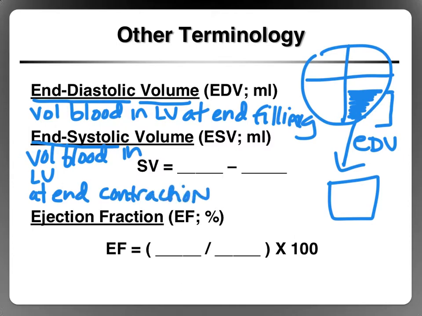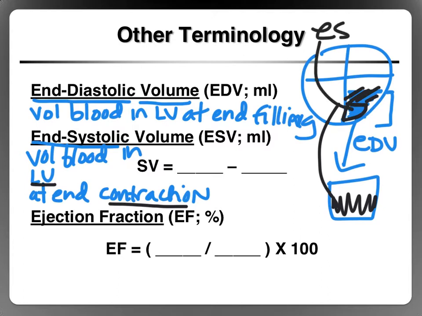So when the left ventricle contracts, a certain volume of blood leaves, and you're going to be left with some blood. When the left ventricle contracts, it does not eject all of its blood. The blood left in the left ventricle at the end of contraction is called end systolic volume. So it's going to be a lower amount. And the amount that was actually ejected, you know what that is. The amount that was actually ejected is the stroke volume.